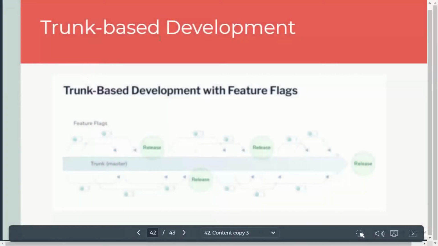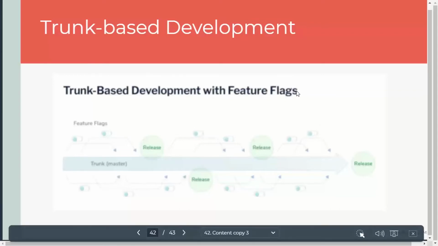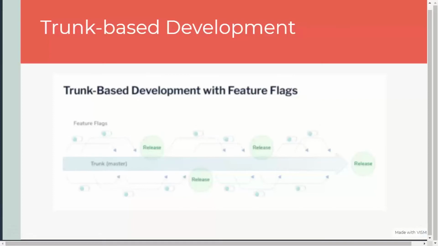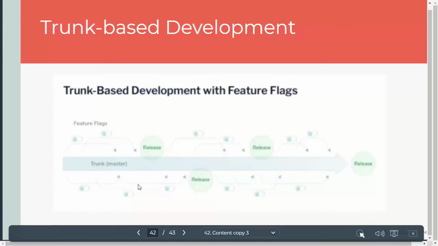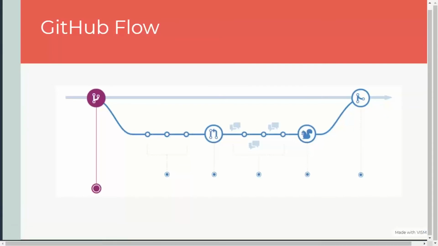Then we have another one, trunk based development, that is somewhat advanced. We also need some other tools apart from git, to enable feature flags we need some external tool like LaunchDarkly. I'm just explaining the concepts of how it works. In our practice, we will take GitHub flow, so that it is easy to understand.